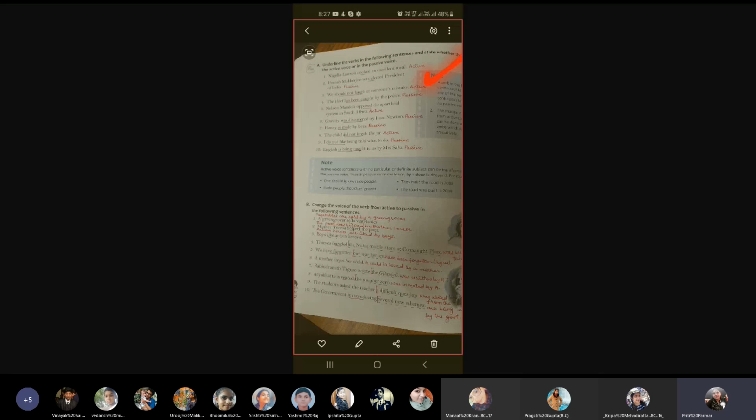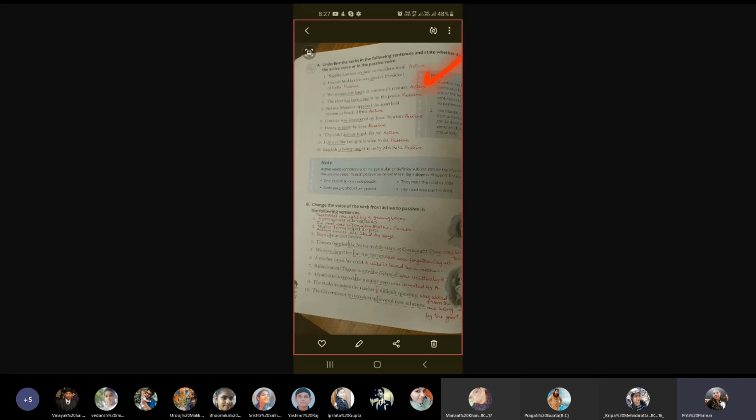Then number nine, the students asked the teacher a difficult question. Now, asked is the verb. When I'm changing it into passive, the answer is: a difficult question was asked by the students from the teacher. Please put a tick mark on this ninth sentence. I repeat, a difficult question was asked by the students from the teacher.